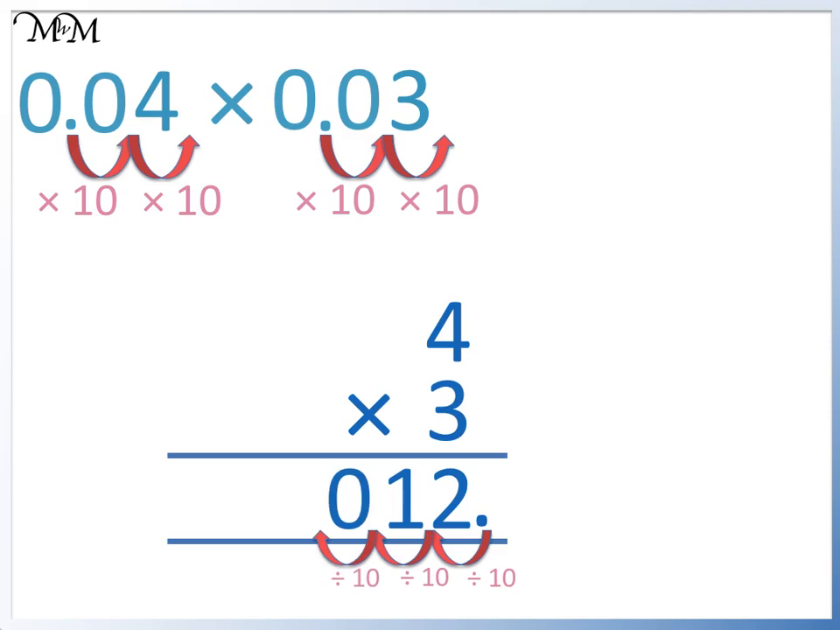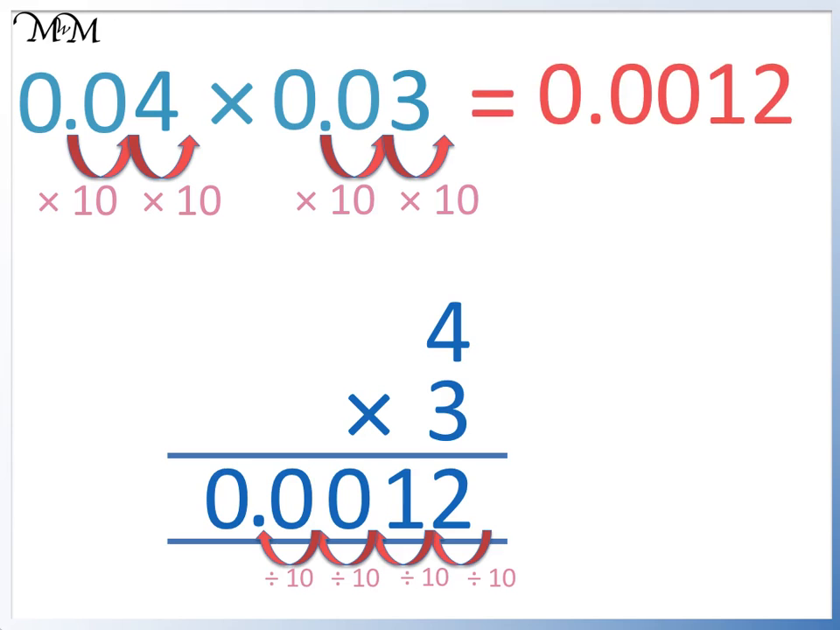We make a 3rd jump. To make our 4th jump, we add another 0. We multiplied by 10, 1, 2, 3, 4 times. So we divide by 10, 1, 2, 3, 4 times. We move the decimal point 4 places and write a 0 in front. 0.04 times 0.03 equals 0.0012.